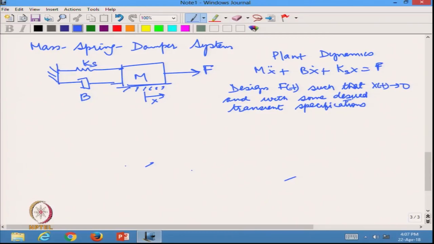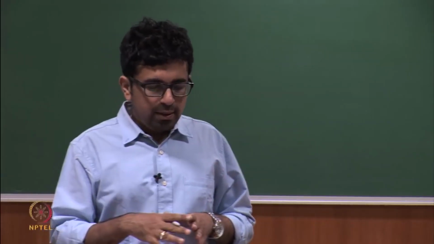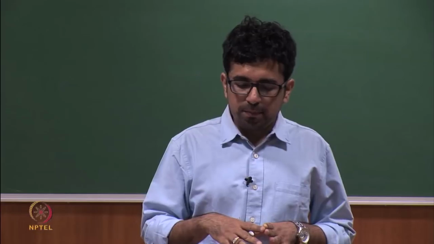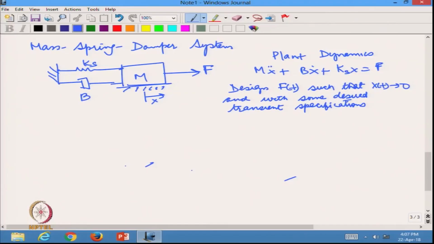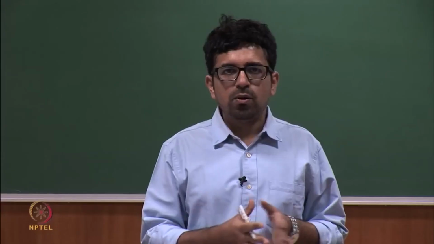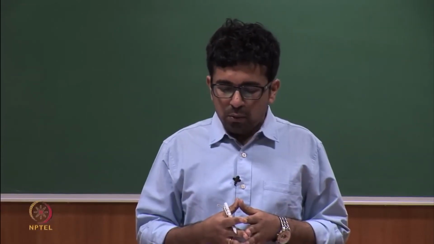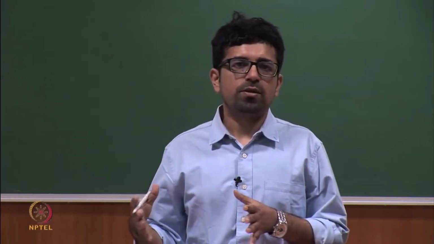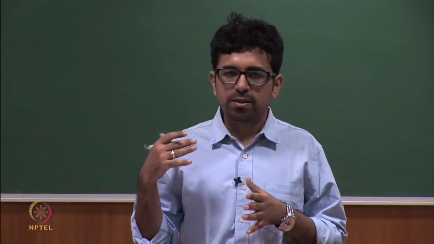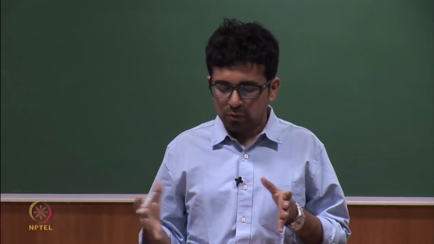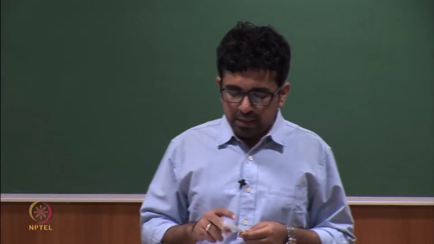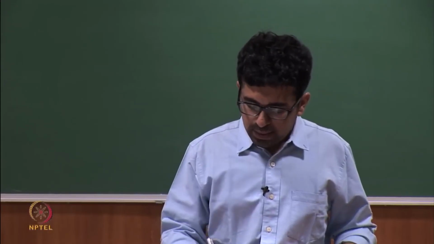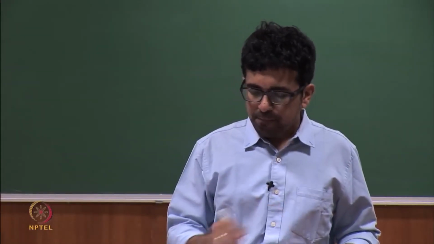Okay. So, I hope the objective here is clear. We would like to design a force f of t, which is the control input to the system, such that when this mass is perturbed from its initial position, it comes back to x equal to 0 with some desired transient specification. For example, some desired settling time with some desired overshoot. So, these are some transient specifications that we want the system to meet. So, how would you go about designing such a controller?